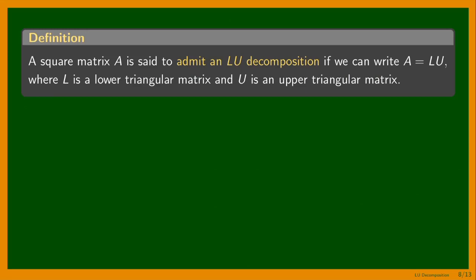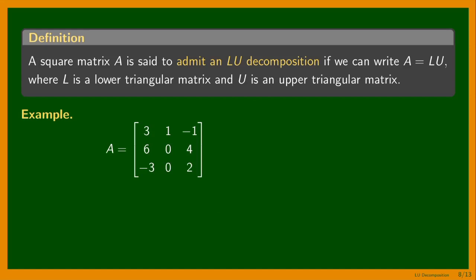So we are now ready to discuss the LU decomposition. The LU decomposition is a manner of writing a particular square matrix as a product of one lower triangular and one upper triangular. As defined, a square matrix A is said to admit an LU decomposition, or in other words, it has an LU decomposition, if we can factor A as a product of L times U, where L is a lower triangular matrix and U is an upper triangular matrix.